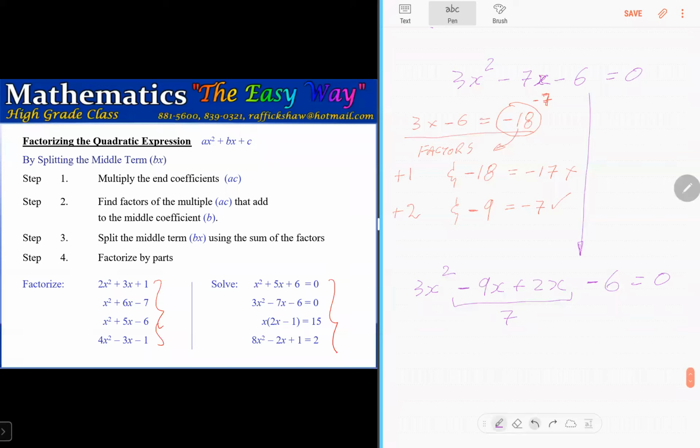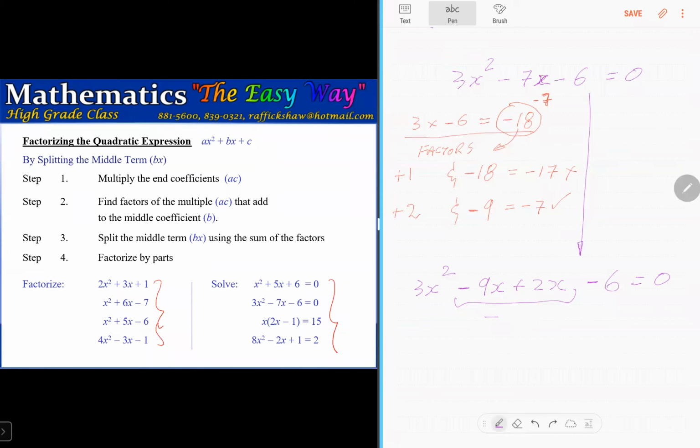Why did I write minus 9x first? Because I want the minus 9 factorized with the 3. If I put the 2x in front, it doesn't matter. You get the same two factors anyway. Instead of writing minus 9x plus 2x, I could have written plus 2x minus 9x, and I will get the same answer when I'm done. No matter which order you put it, all you know is that they must give you back the minus 7x.